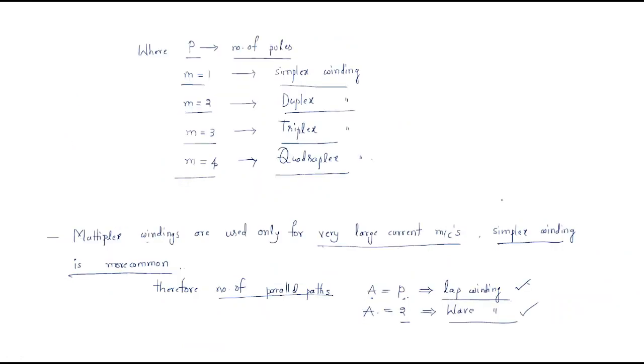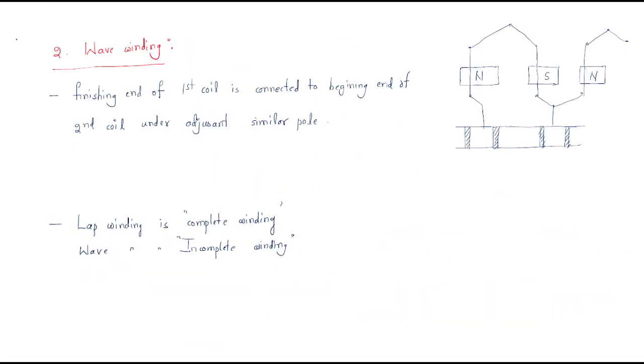Next, we will enter into the wave winding. Look here, this is the wave winding. Just observe the finishing end of the first coil. Just observe this coil. For example, this is coil one, it flows and finishes here, this is 1 dash. This is the beginning end and this is the finishing end.